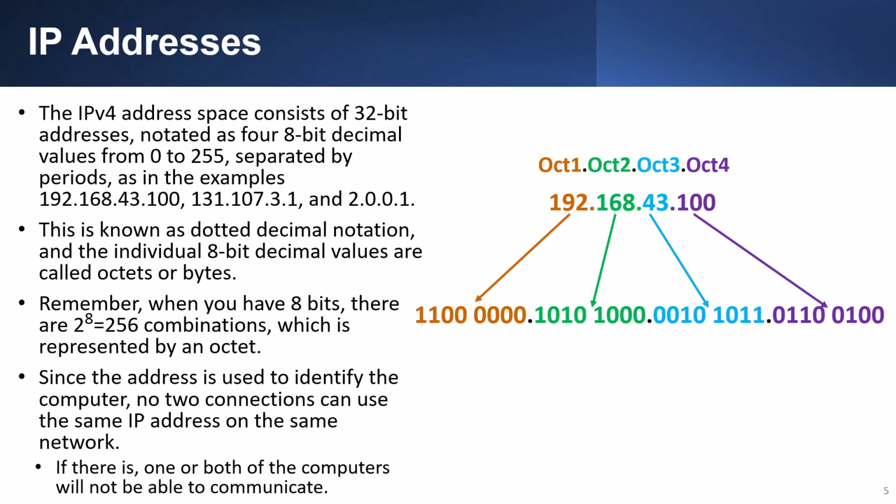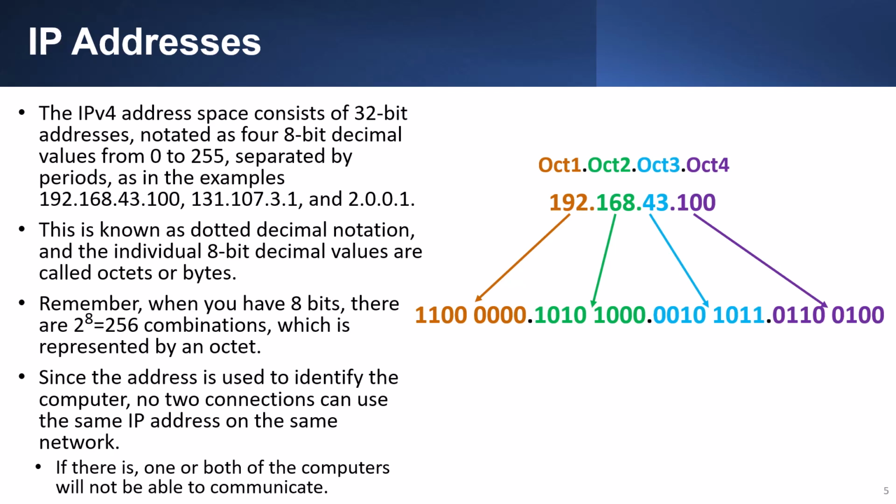The IP version 4 address space consists of 32-bit addresses notated as four 8-bit decimal values from 0 to 255, separated by periods, as in the examples 192.168.43.100, 131.107.3.1, and 2.0.0.1. This is known as the dotted decimal notation, and the individual 8-bit decimal values are called octets or bytes.